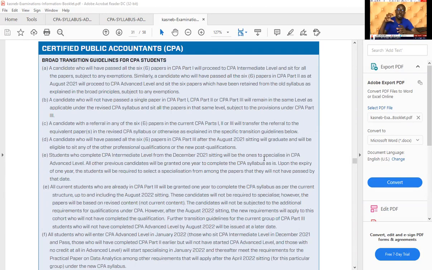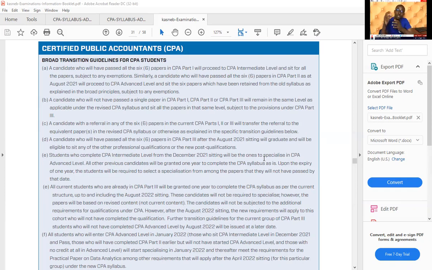These students who are coming from section 4 now, probably you've passed and now you're joining advanced level. At this point, you will not be subject to specialization.